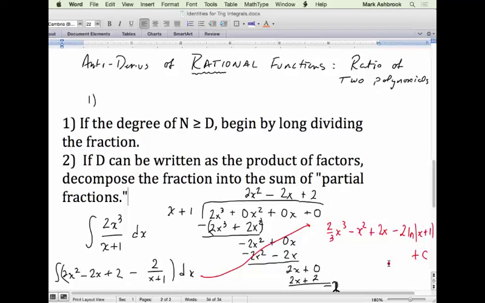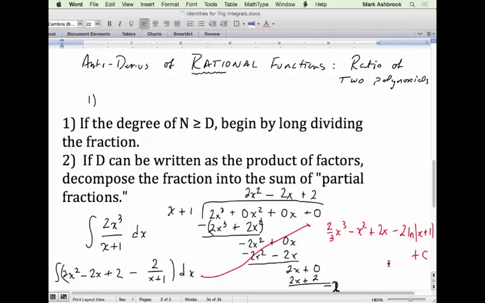Okay, so that actually did not involve anything to do with the partial fractions technique. That was just the long division by itself took care of it. The long division gave us something that we could just do the antiderivative of. So we never got to step 2. Sometimes you'll do this long division, and now this last fraction right here, the partial fractions technique will apply to that last fraction.